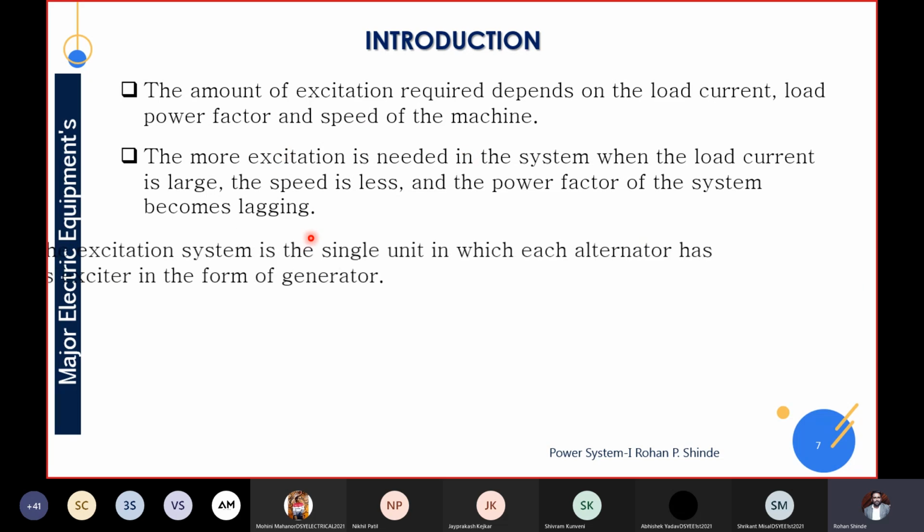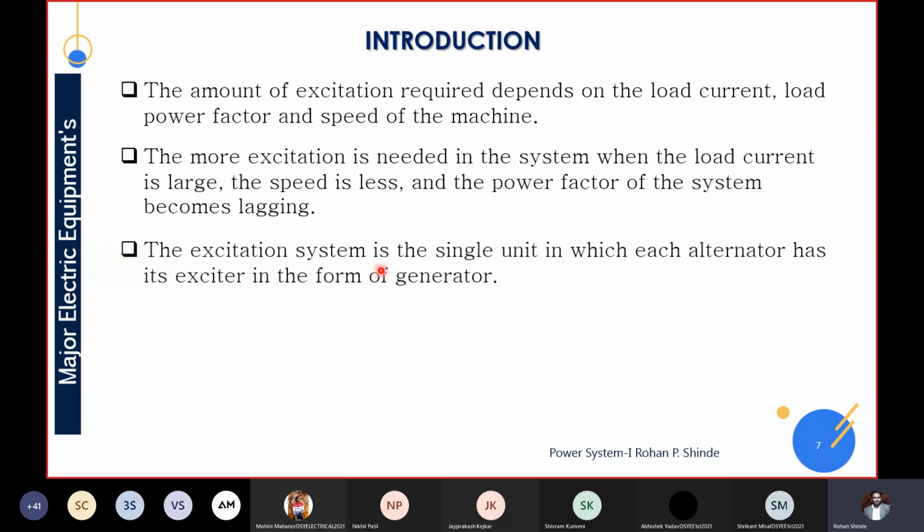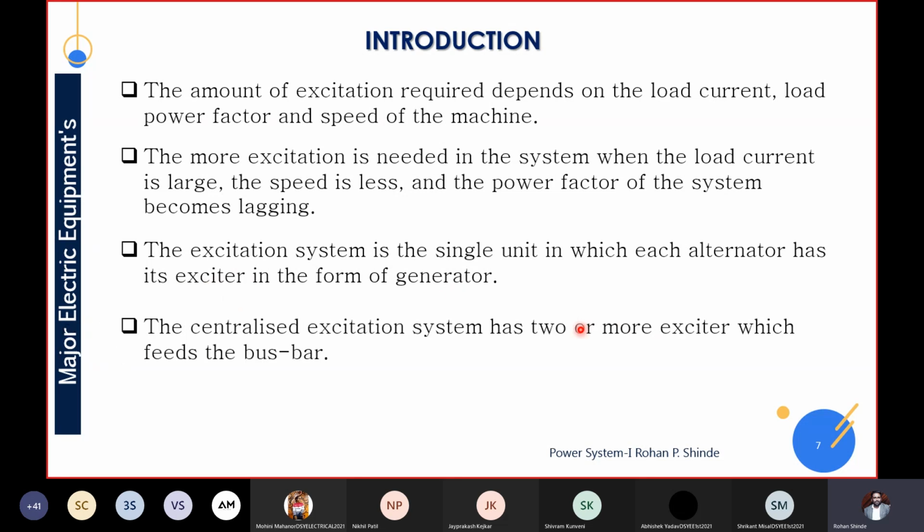The excitation system is a single unit in which each alternator has its exciter in the form of a generator. We know that the function of an alternator is to generate electricity. So every alternator uses an exciter in the form of a generator.